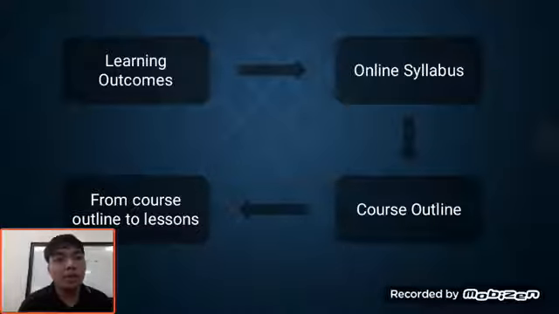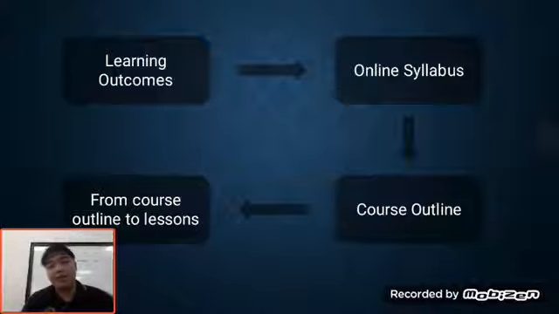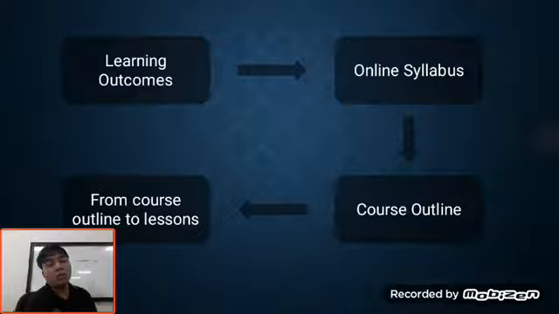And then the next element is the online syllabus. An online syllabus contains many of the same elements as an on-site or offline syllabus, because in an online syllabus we can find course title, course name, course description, objective, evaluation plan, grading, required things to do, recommended things to do, and the course outline. It's almost the same as the offline syllabus or on-site syllabus.